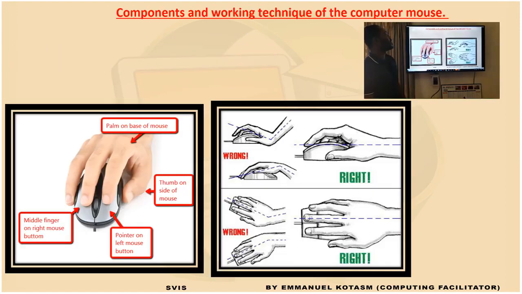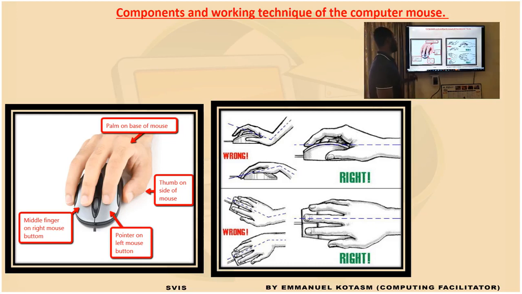We also move to talk about the components and working techniques of the computer mouse. We know the mouse is an input device which we use for selecting, pointing, and clicking on the computer screen. So this is the mouse and this is the best way to hold the mouse. Your palm has to rest on top of the mouse, which we refer to as the palm rest.